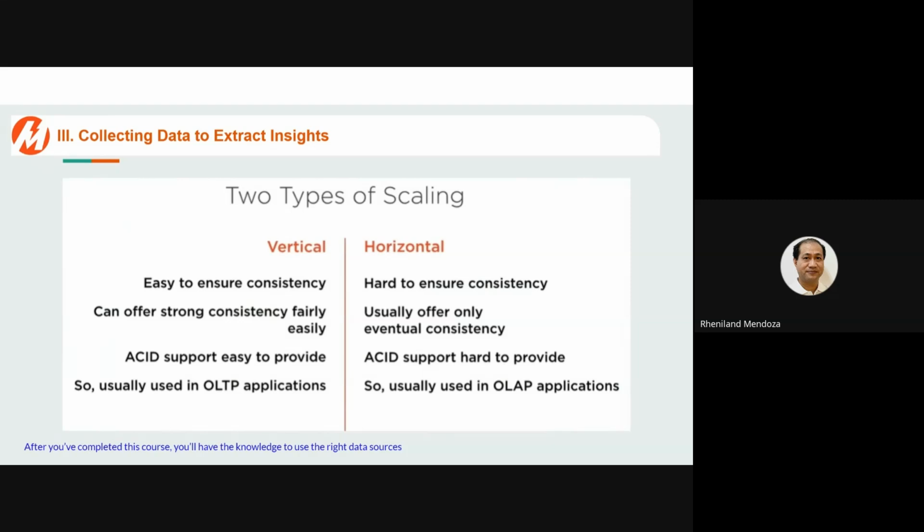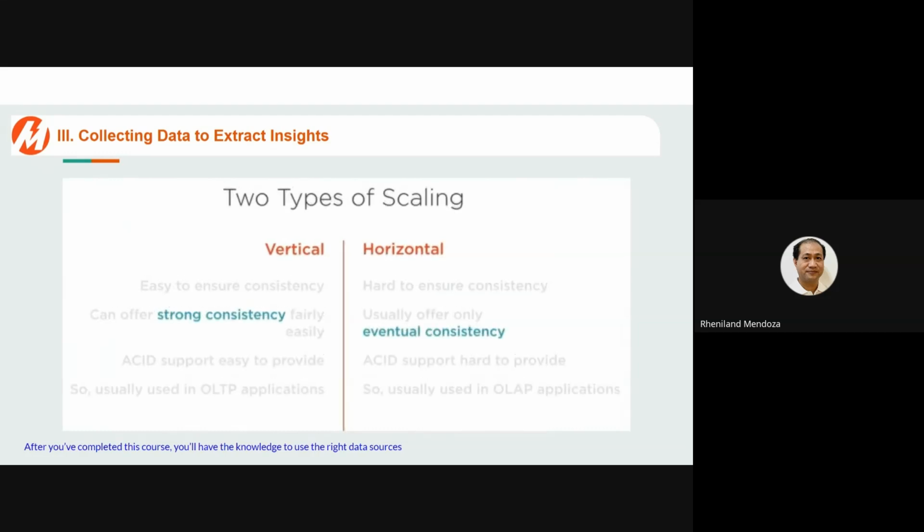Usually, vertically scaled systems offer transactional support, such as atomicity, consistency, isolation, and durability, or in short, ACID. With horizontal scaling, ACID is hard to provide. Vertically scaled systems are typically used for transactional processing or OLTP, whereas horizontally scaled systems are used in OLAP applications for big data. Now, OLAP stands for Online Analytical Processing.